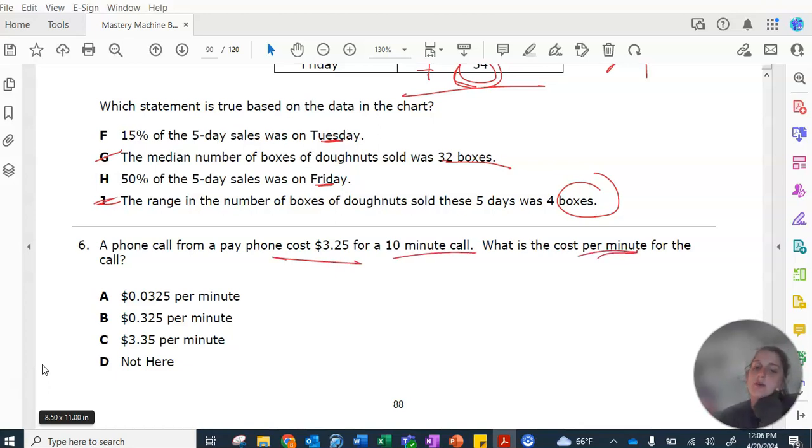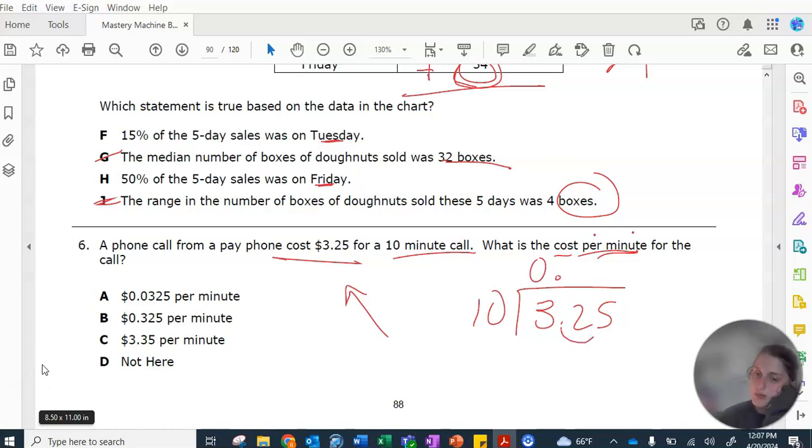Ooh, this is a unit rate problem, which means we are dividing. Cost goes first because they said cost per minute, so cost is going inside and minutes going outside. And really, I can do my long division here if I wanted to, but when I divide by 10, all I'm ending up doing is moving my decimal one space over. So I'm going to end up with the answer, oh wait, that would be multiplying by 10, never mind, moving it one space over. We're going to end up with the answer 0.325, which I see.